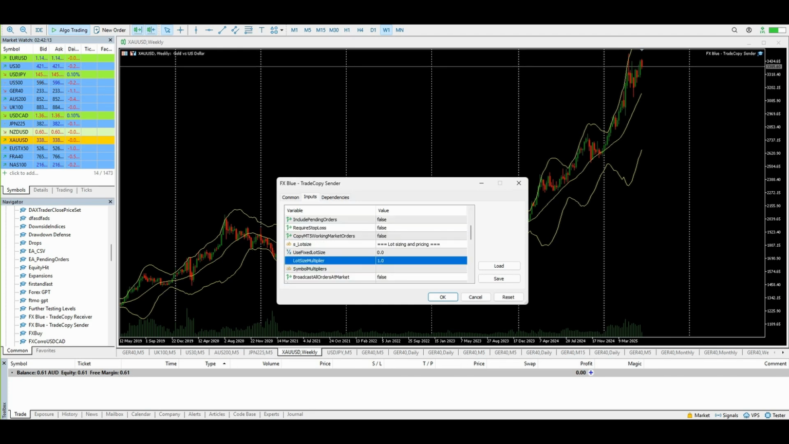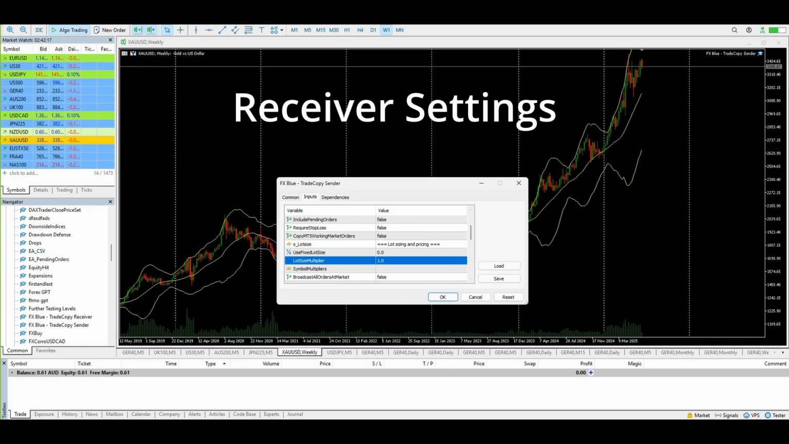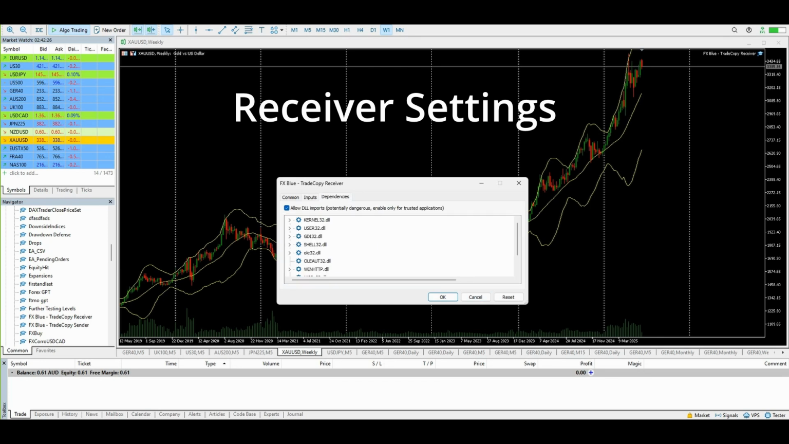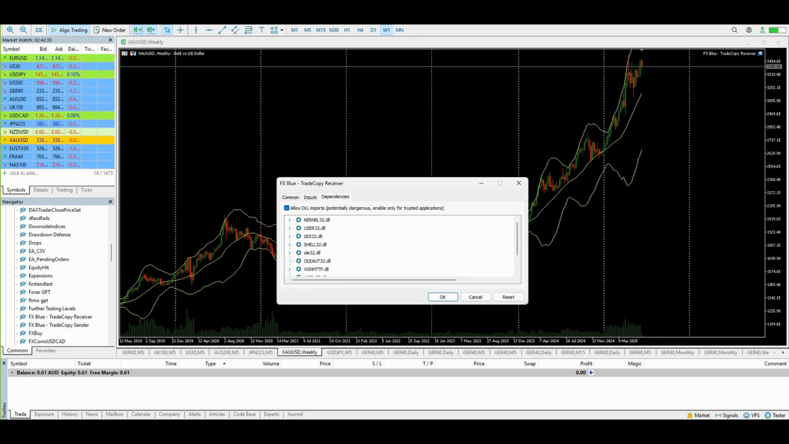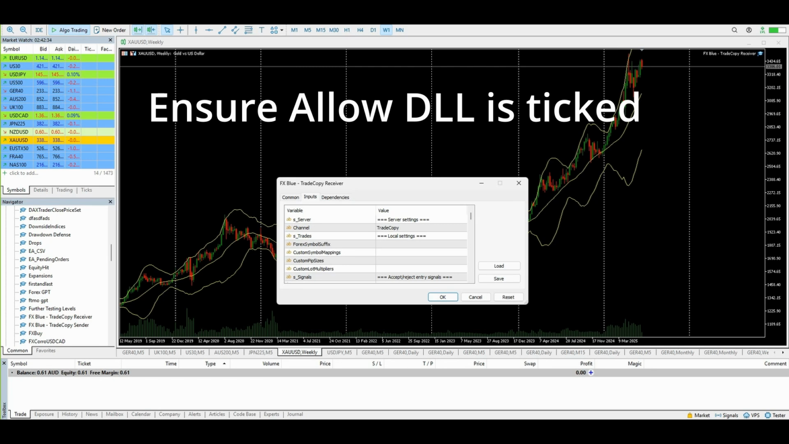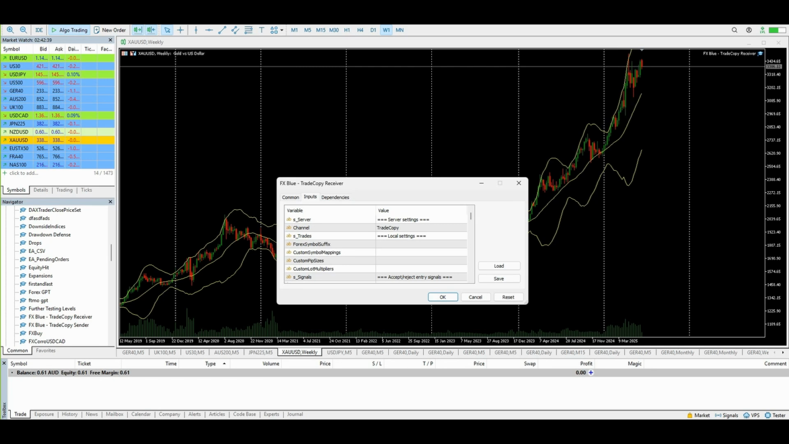That's about it for the sender side, so I'm going to now go over to the receiver and show you some of the other options on that side. Same deal with the receiver side, so make sure the allowed DLL imports is set up. I'm going to go inputs, ensuring the channel is set to trade copy or whatever you've called your channel.